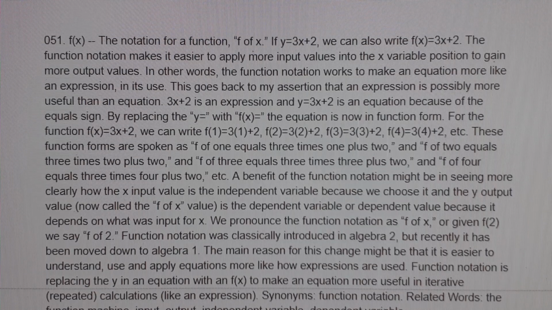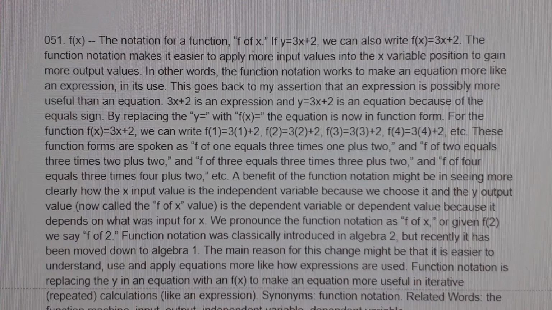f(x). The notation for a function, "f of x." If y = 3x + 2, we can also write f(x) = 3x + 2. The function notation makes it easier to apply more input values into the x variable position to gain more output values. In other words, the function notation works to make an equation more like an expression in its use.